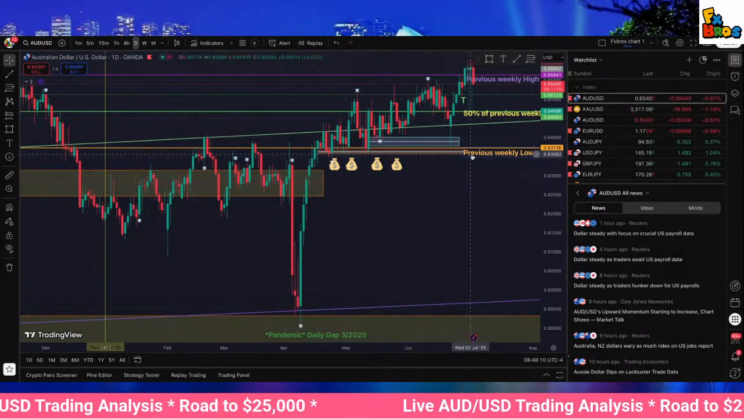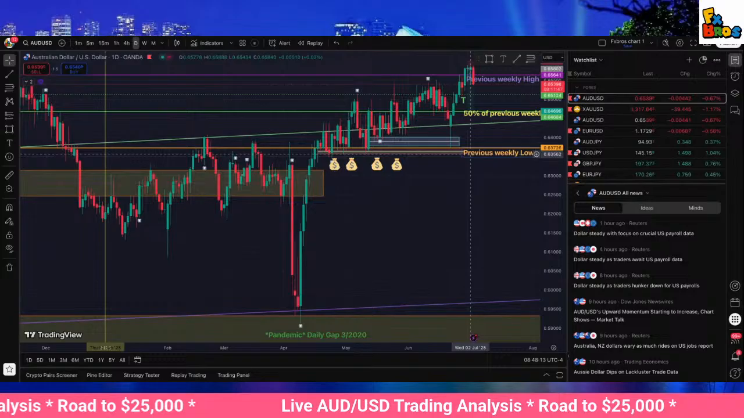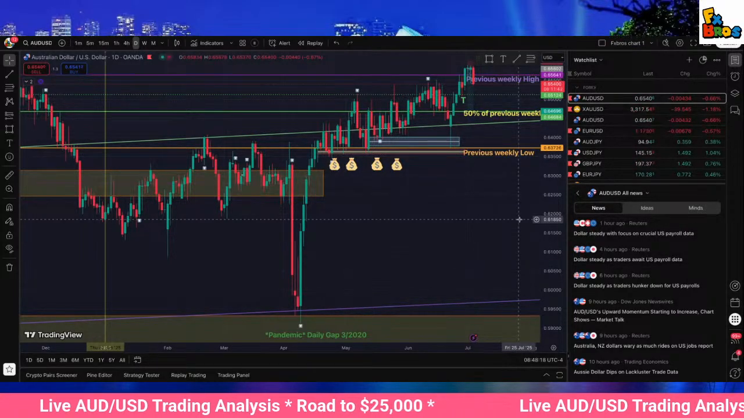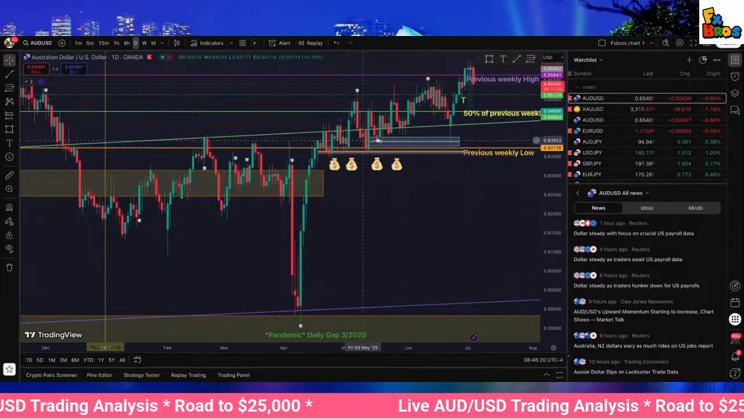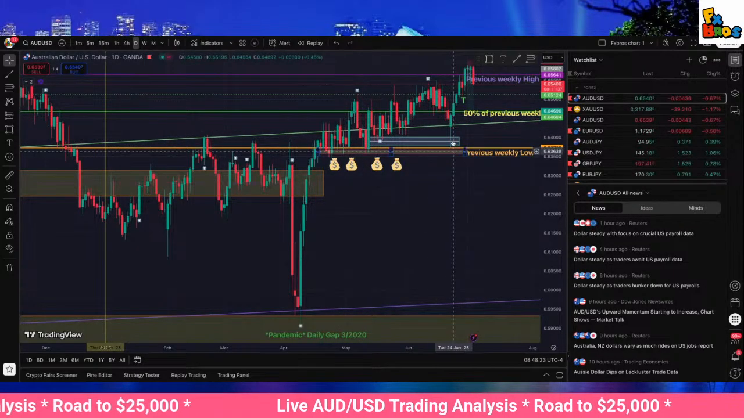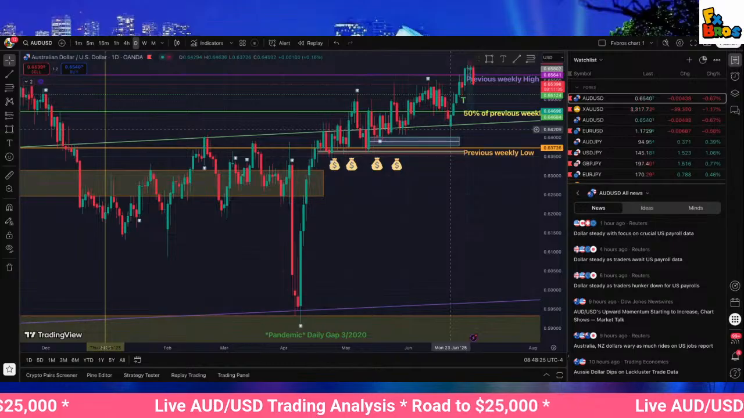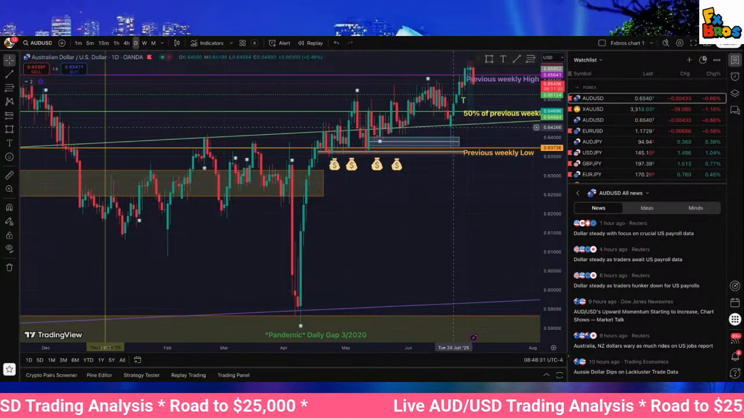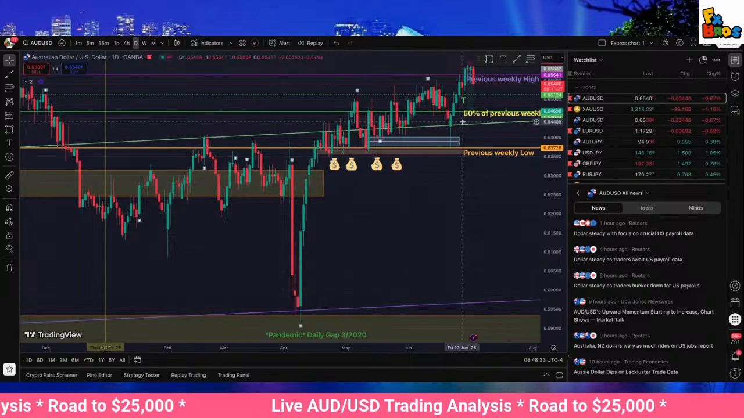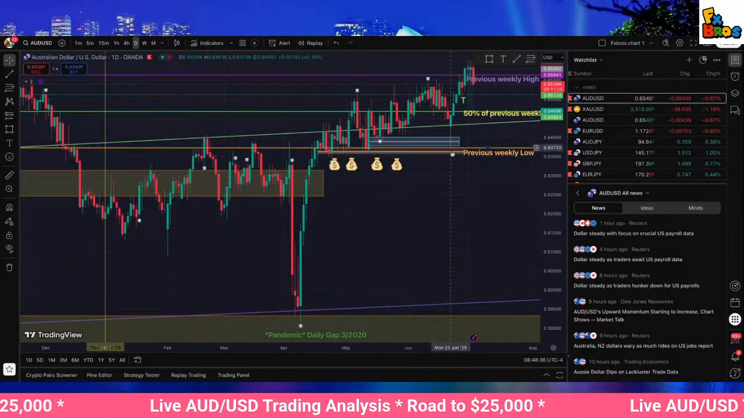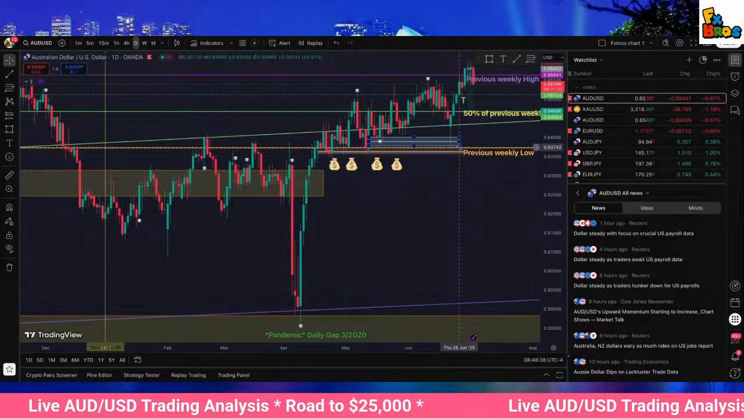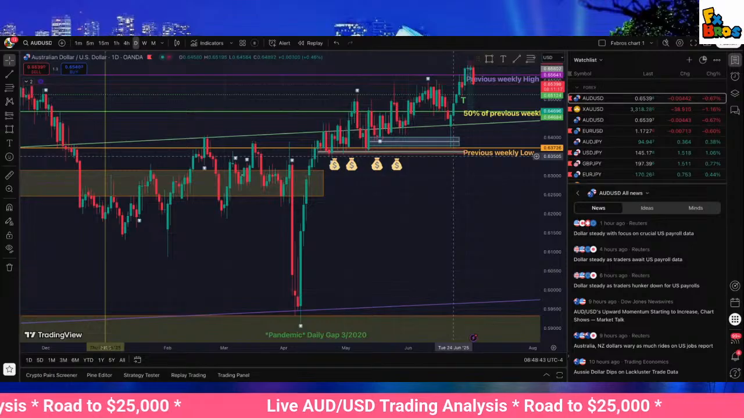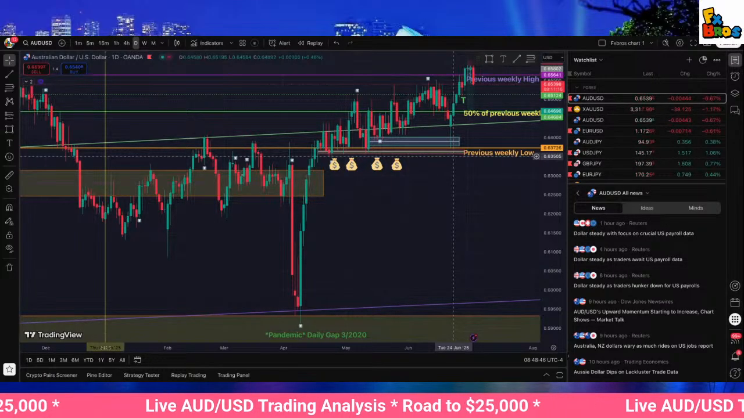What wick is looking to sweep the previous weekly low down here at 63.56 on Australian dollar? I've been wanting to sweep this for weeks, and we came down here to last week's weekly low, Monday, June 23rd. Yeah, this is last week's weekly low, right down here, 63.74. But I was like, if it does that, then we're starting to hit a reversal.